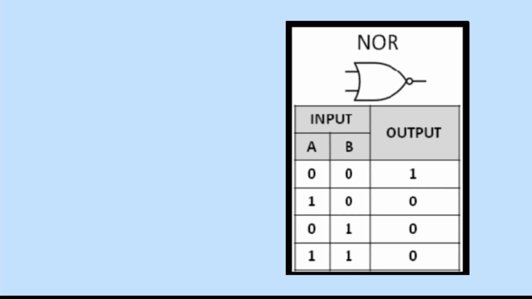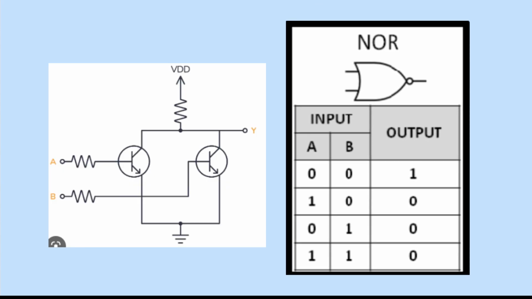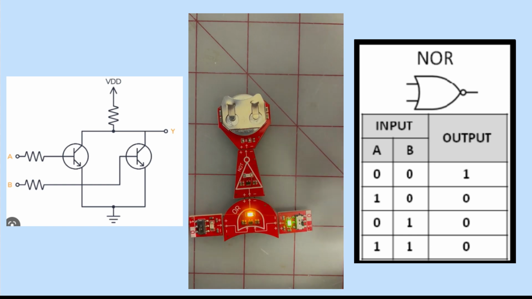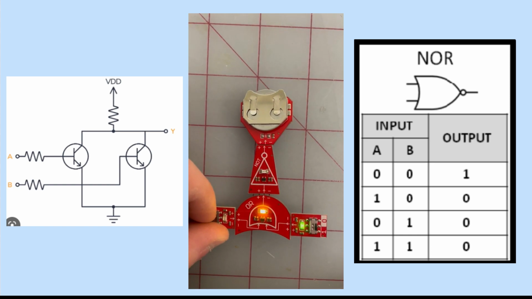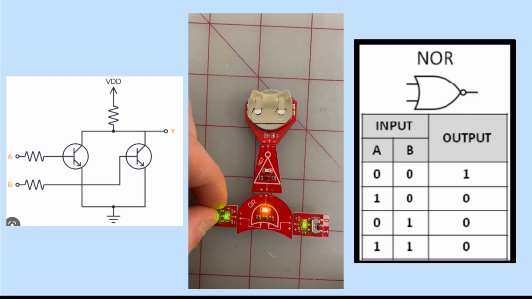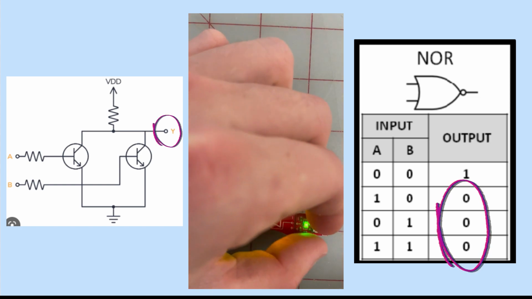The NOR gate. The NOR gate, or the not OR gate, all the outputs are 0 except for when both inputs are 0. If we look to the video, the LED closest to the battery is always off, except when both switches are flipped to 0.